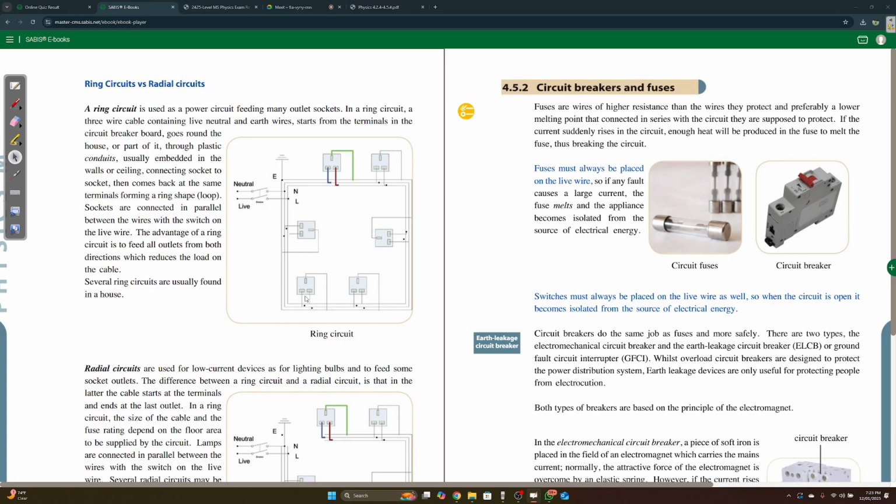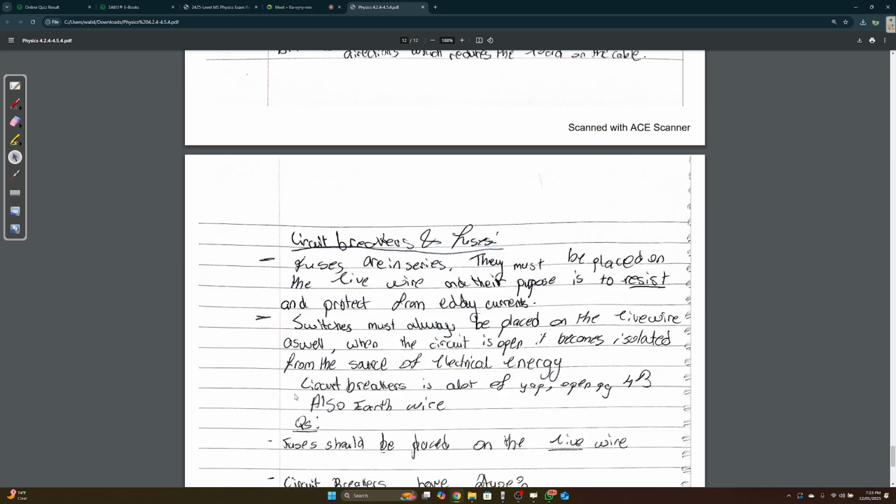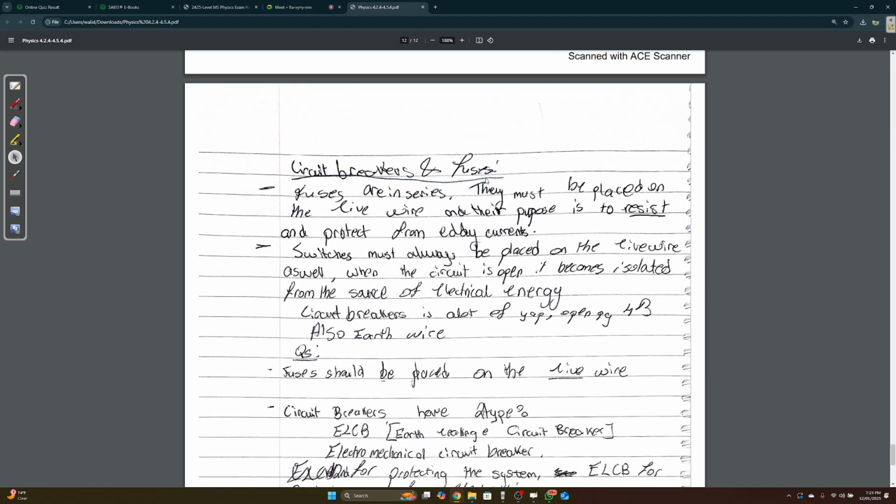Okay, I think you guys can recognize what these sockets look like. This is the thing you put into the wall. We call it a socket in real life. Okay, now circuit breakers and fuses.